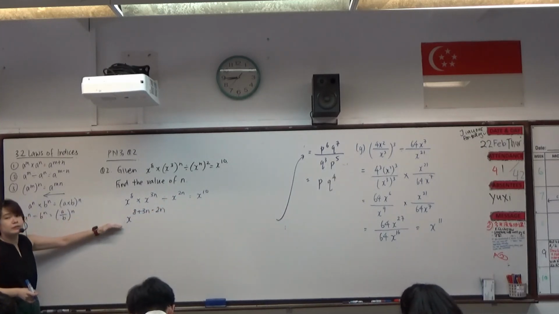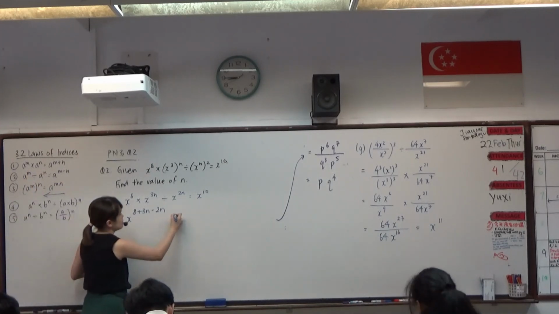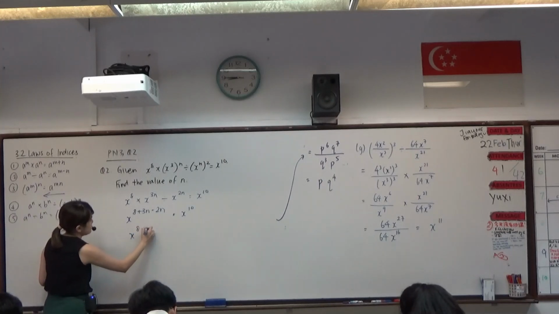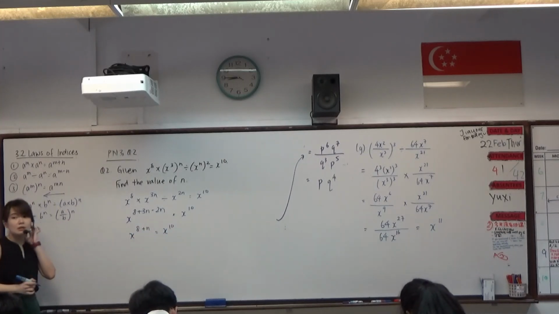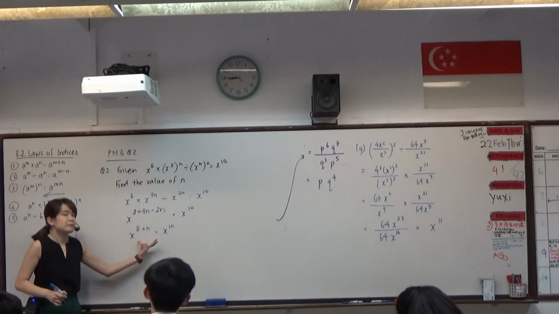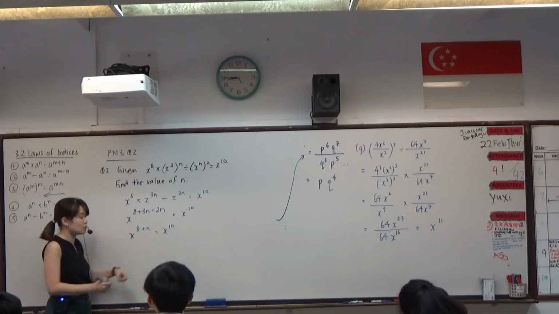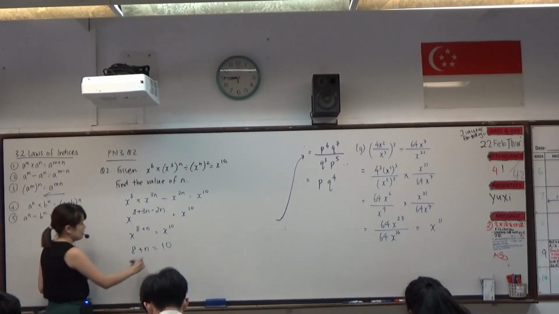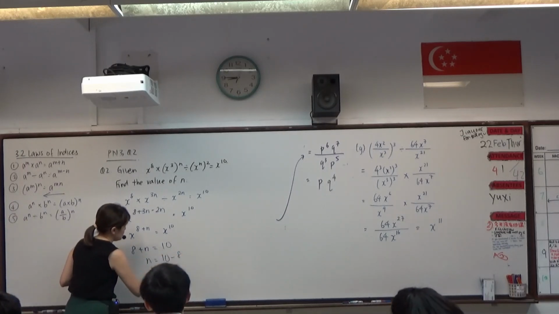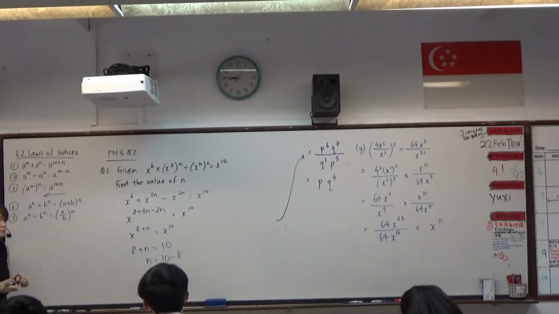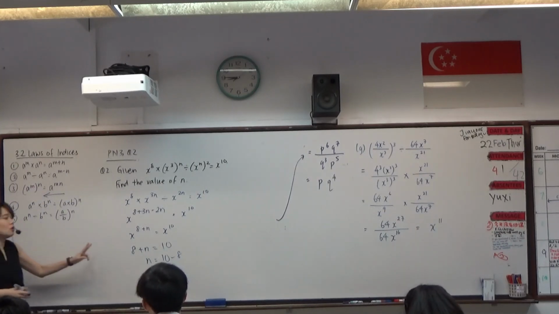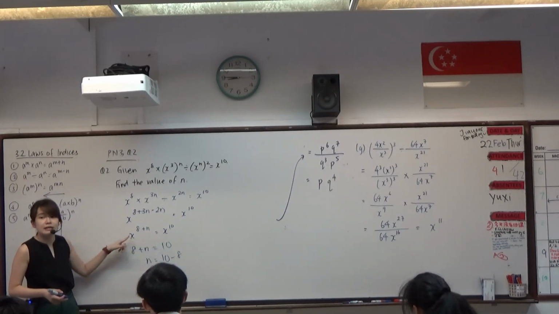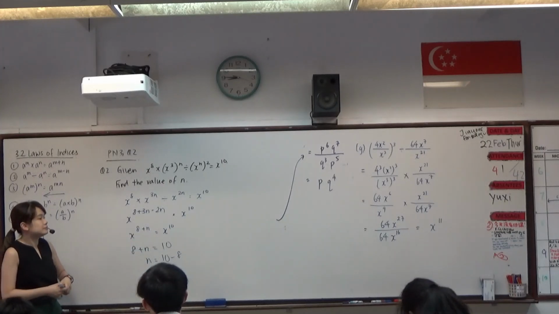So we can directly jump from here to here with the familiarity of the laws. And that gives us 8 plus n. Because the base is the same, I can definitely say that the power must be equal. So I say that 8 plus n is equals to 10, and therefore n will be equals to 2. There's no way for 8 plus n to not be equals to 10 when the bases are the same. It must be that way.